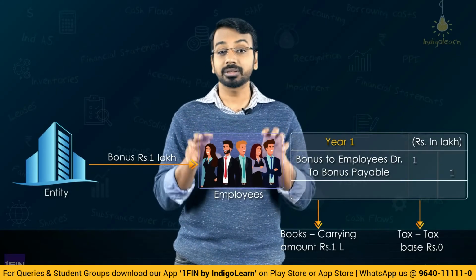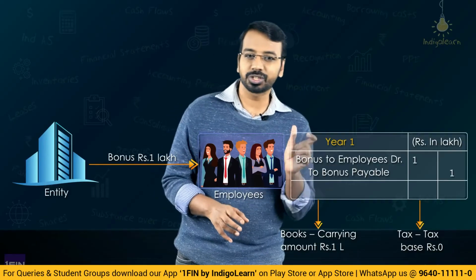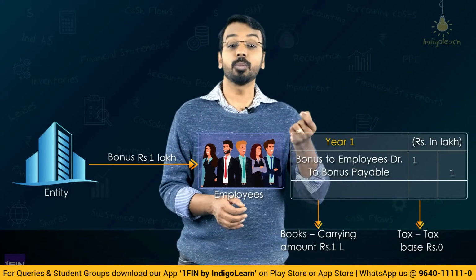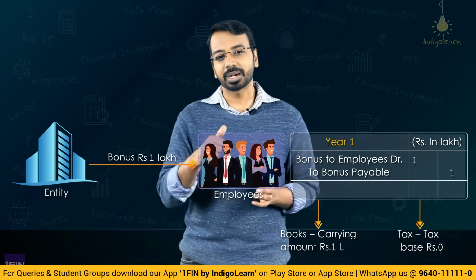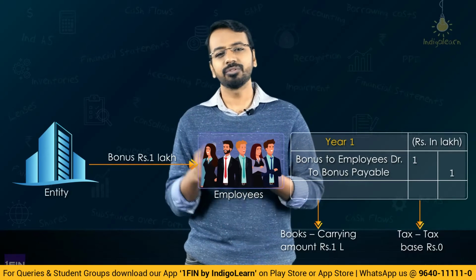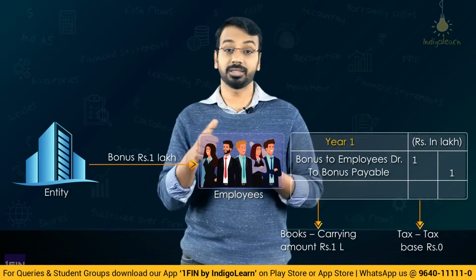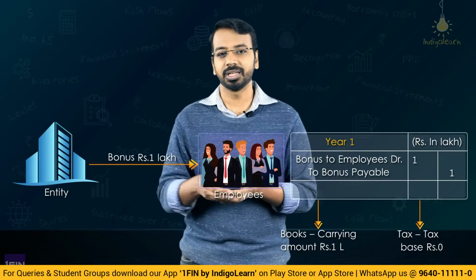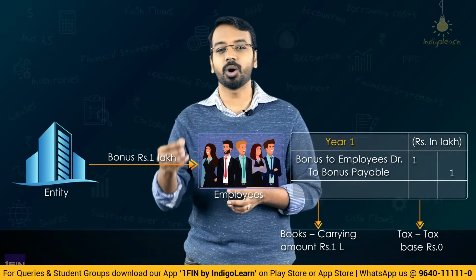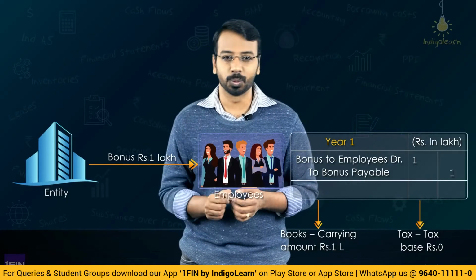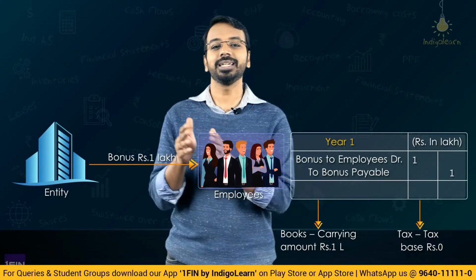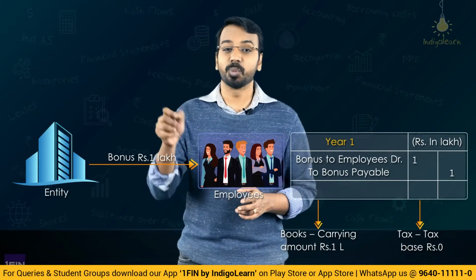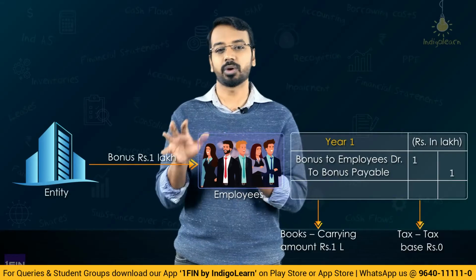Okay. Now, coming to the carrying amount, as far as the books is concerned, in the books, you will say there is a current liability called bonus payable 1 lakh. But as far as the taxation is concerned, have you taken the deduction of this? You have not yet taken the deduction of this. Okay. Then, because you have not yet taken the deduction of this, there will not be any entry called expense on account of bonus. And accordingly, there will not be any tax base of the liability. So, the tax base of this liability, that is bonus payable, will be zero.